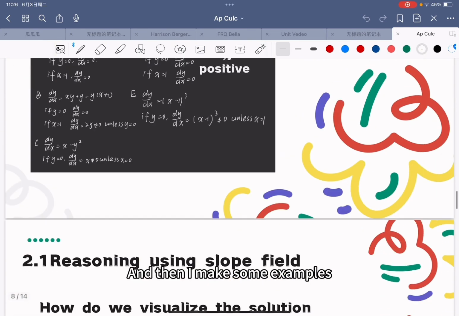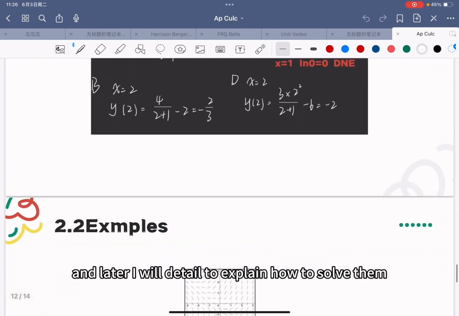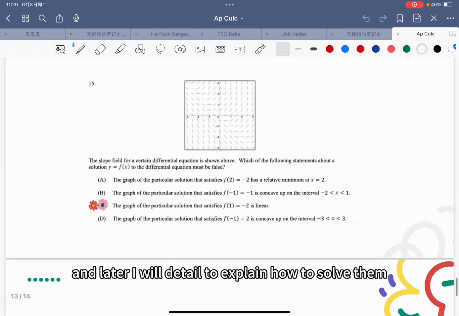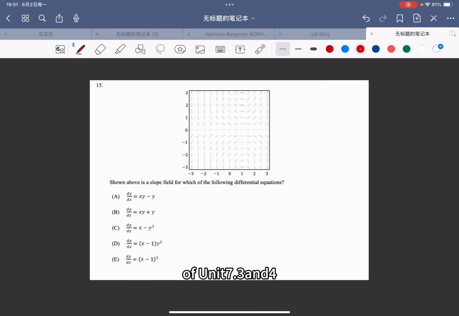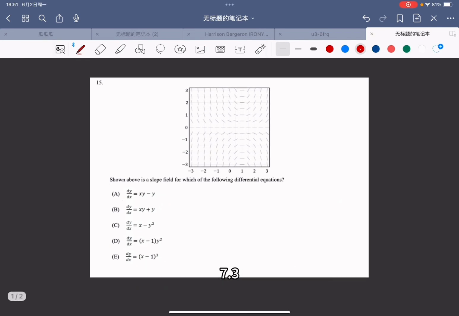Then I told them the definition of the slope field and give the steps of how to draw it. And then I make some examples, and later I will explain in detail how to solve them. Let's begin to talk about the example questions of Unit 7.3 and 7.4. The first question is about 7.3: how do you sketch the slope field?